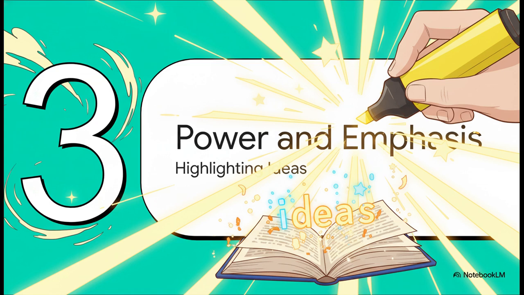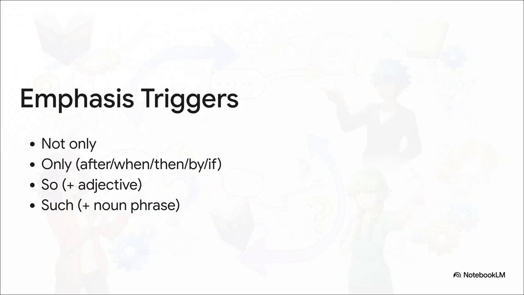Let's transition over to Section 3, adding power and emphasis. If the last section was all about timing, this one acts like a bright neon highlighter for connecting your ideas and expressing really intense situations. Here are the specific vocabulary triggers that literally force us to emphasize cause, condition, result, and intensity in high-level writing. Starting a sentence with not only, an only condition, like only by, or strong intensifiers like so and such, allows you to beautifully spotlight your most crucial arguments.